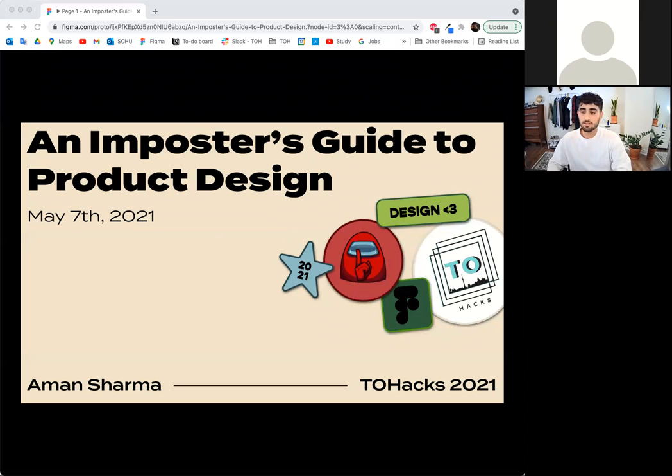I hope that you can take something away from this workshop, whether it be access to technical skill or a better way to understand your users so that you can implement these in your later projects, whether that be a side project, in your internship, or hopefully TOHacks 2022.